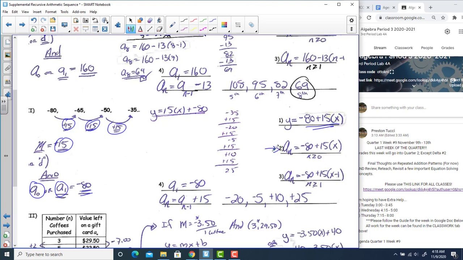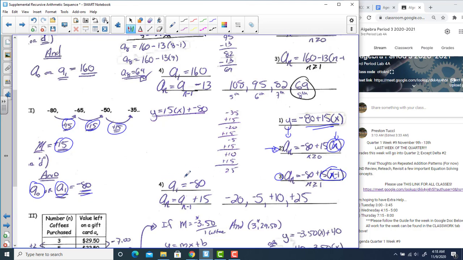In explicit arithmetic sequence form, repeated addition formula, we replace y with a sub n and x simply with n. Oops, mine's wrong. That should definitely be an n. That would be wrong in delta. And if we wanted to identify this as starting at position 1 rather than time 0, we would have to say that we're starting at negative 80 and we're adding 15 n minus 1 times. Sorry, variable agreement issues there.